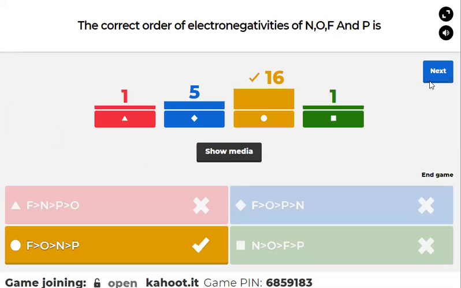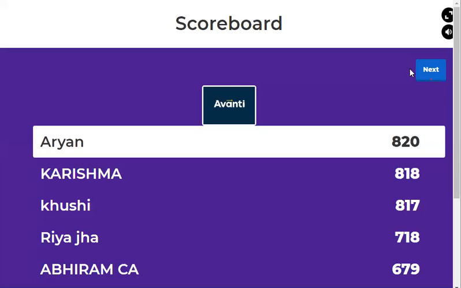Okay, so 7 students are wrong. See, we know that fluorine is highly electronegative. So whenever we have to see the periodic properties, see the trend. Left to right increases because size decreases, right? Top to bottom decreases. So this is in the same period, but nitrogen and phosphorus are in the same group. So we know that fluorine is greater than oxygen, greater than nitrogen, and nitrogen is certainly greater than phosphorus, okay, right? Next.